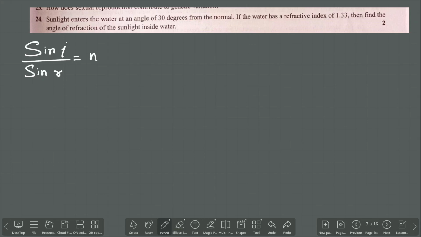So in the question, what is said? Sunlight enters the water at an angle of 30 degrees. That means the angle of incidence, since it is entering, it is going to be the incident ray. Angle of incidence is equal to 30 degrees. If the water has a refractive index n equal to 1.33, then find the angle of refraction. We need to find the angle of refraction.